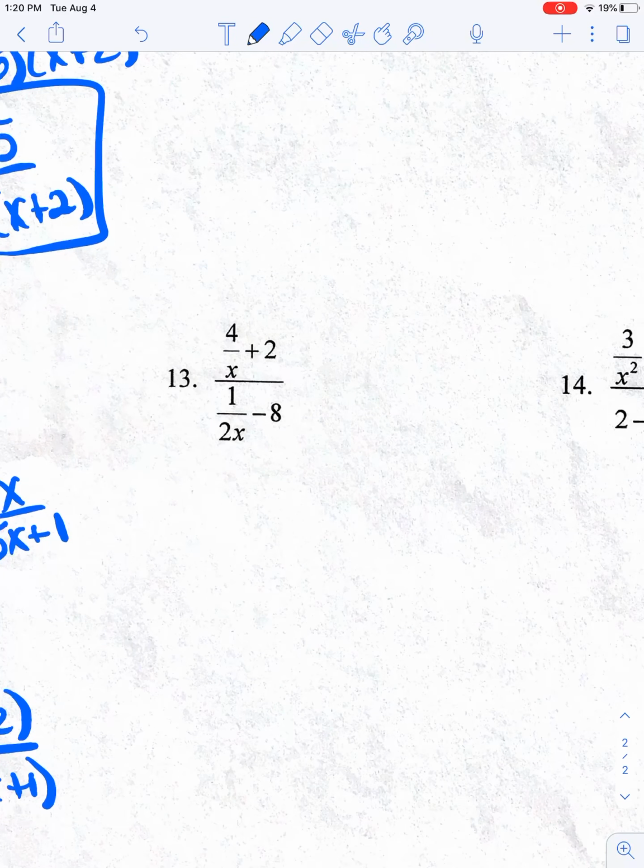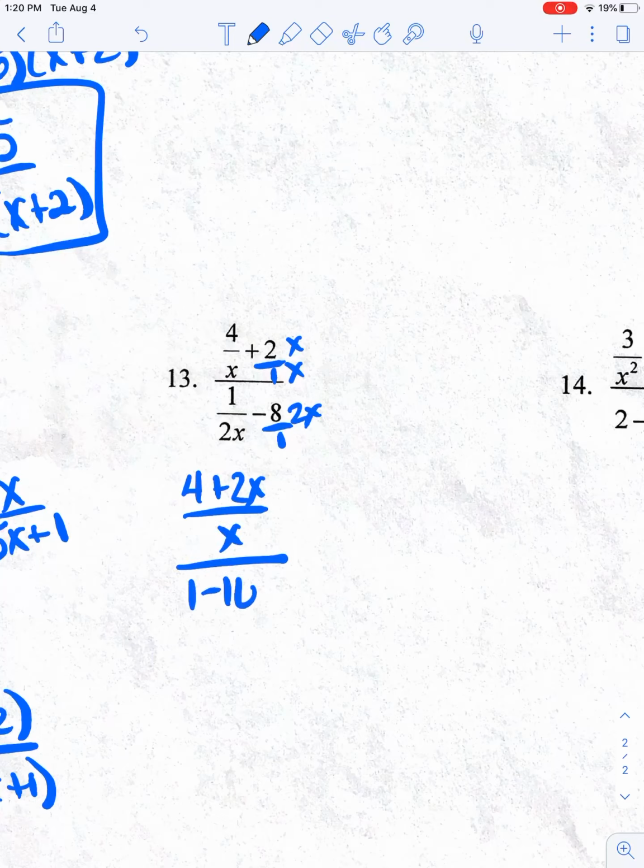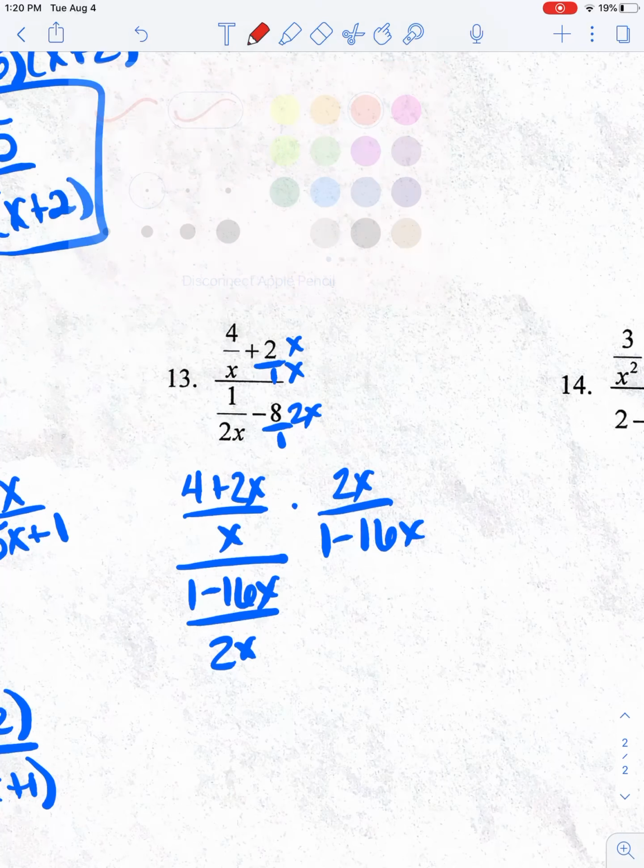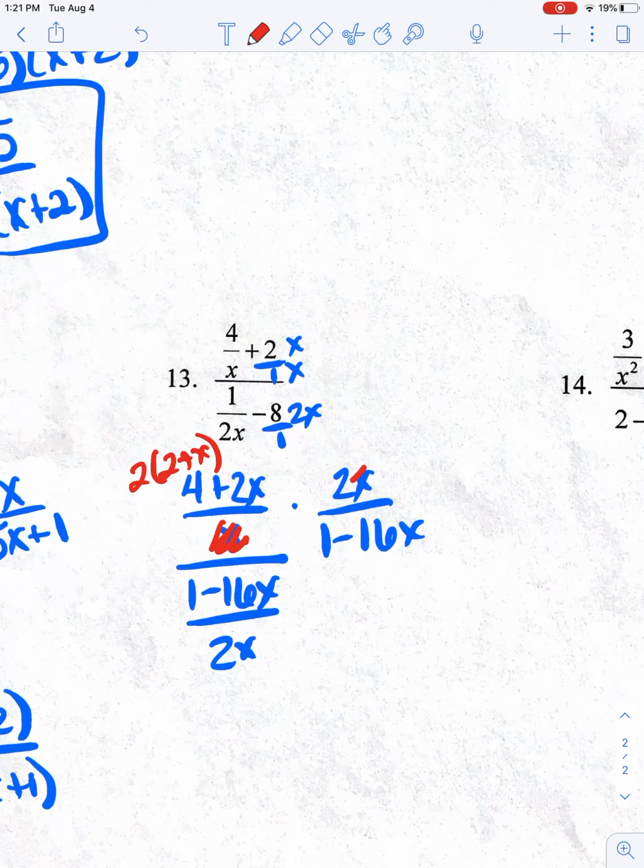Okay, so just so you can see another one of those, number 13, I'm going to put these guys over 1. Top common denominator is an x, so that's going to give me 4 plus 2x over x. He needs a 2x, so that's going to be 1 minus 16x over 2x. Flip it, nothing factors. However, I can, oh wait, I said nothing factors. He factors, although I don't think it does anything. But that x and that x, because they're single, can cancel.